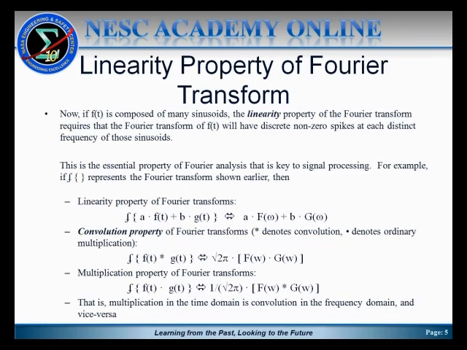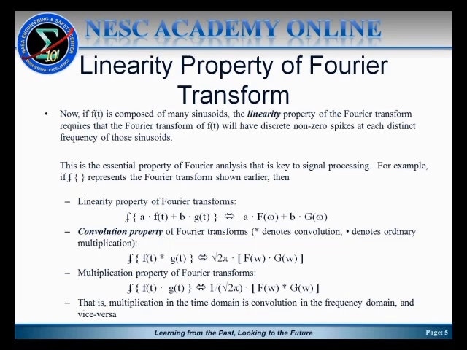And that's an essential property of Fourier analysis that's the key to the real power that you can derive from it. For example, if the symbol I show here, like F with curly brackets, represents the Fourier transform as described earlier in this presentation, then the linearity property would say that the Fourier transform of the sum of some constant a times f of t plus some constant b times g of t is the same as a times the Fourier transform of f plus b times the Fourier transform of g.